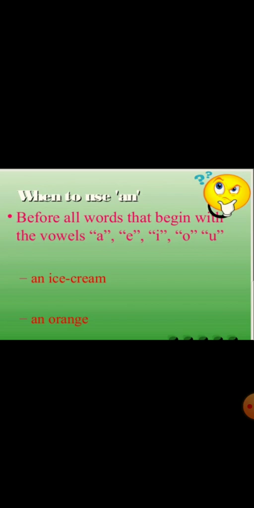Here also, an ice cream. I is a vowel. So, we have to use an before ice cream. An orange. Orange starts with O and O is a vowel.